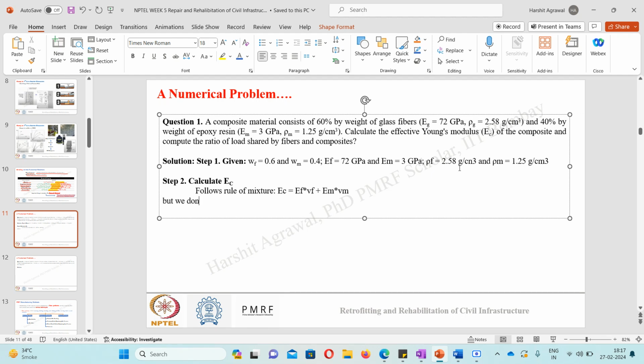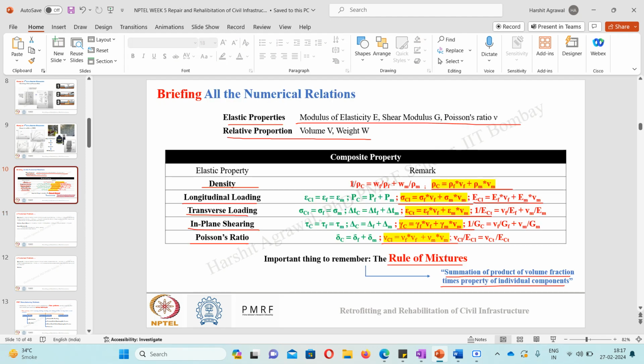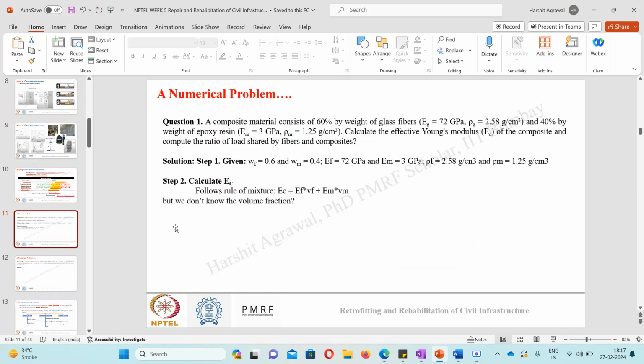Okay, but we don't know the volume fraction. We know the weight fraction, we don't know the volume fraction. So first we need to calculate the volume fraction. Now how can it be done? We know density of composite can be written in terms of weight fraction also, like this.